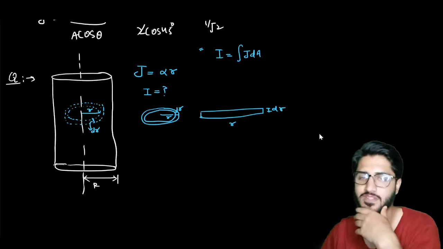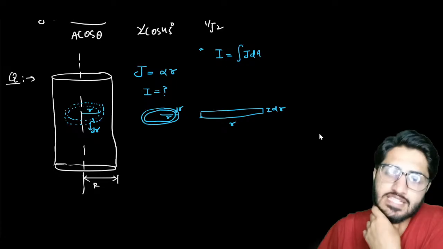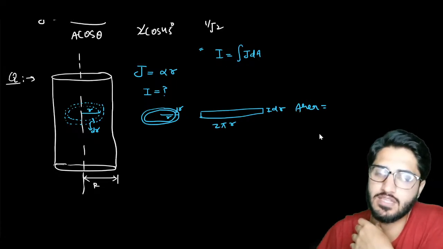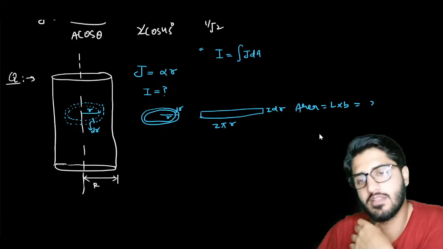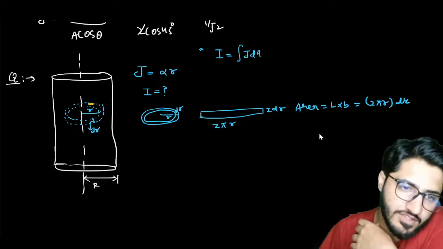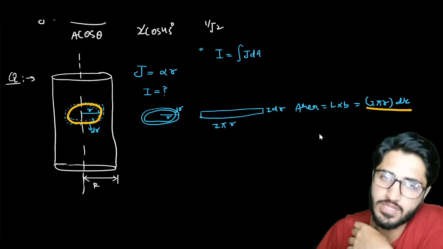What is the area of this one? This length will be 2 pi r, no? So area is length into breadth. Length is 2 pi r, breadth is dr. So the area of this strip is 2 pi r into dr. So we got dA.